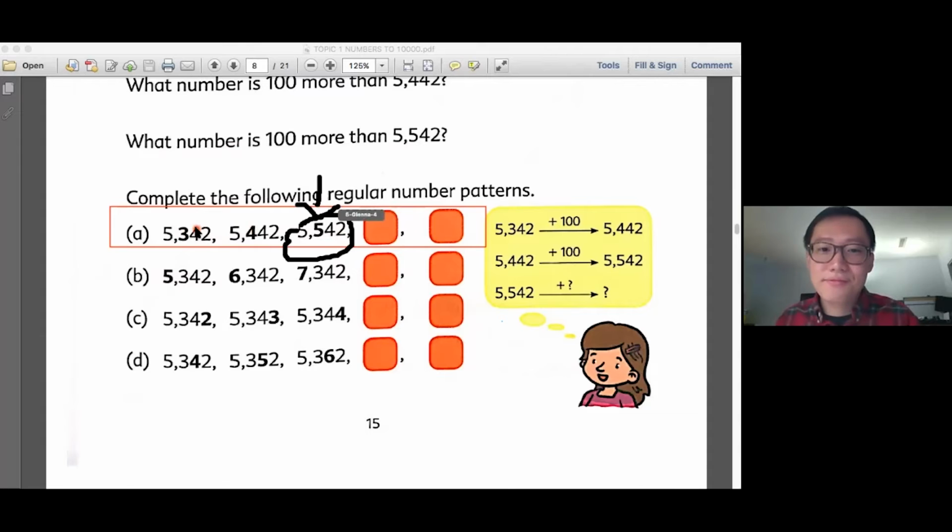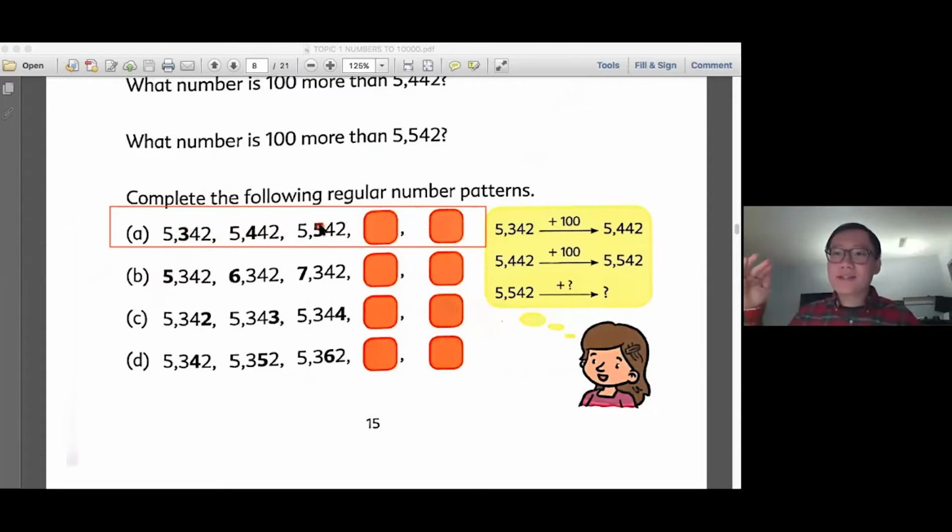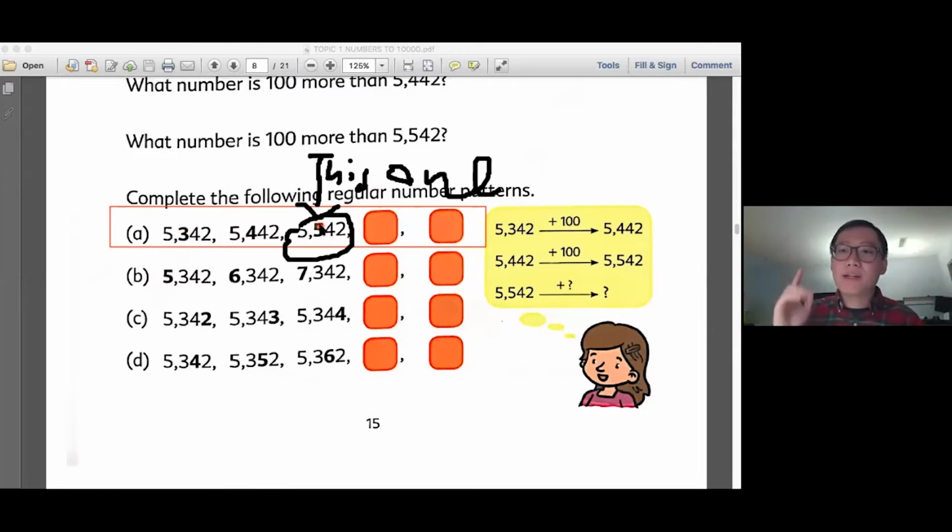I was going to say that each one is like adding 10. Be careful. Are we adding 10 or are we adding 100? Oh, I mean hundreds. Right. If you look at the bold number 3, 4, 5, that's in the hundreds place, right? So our pattern is the hundreds place are increasing by 1.